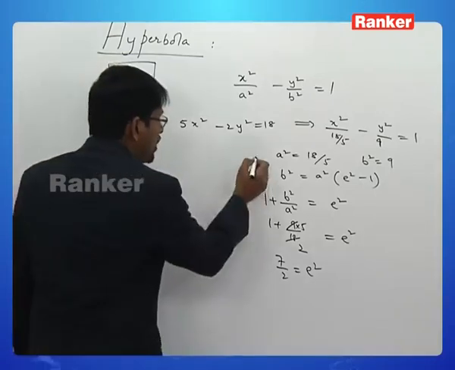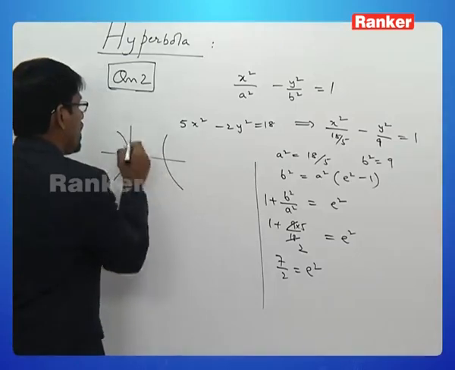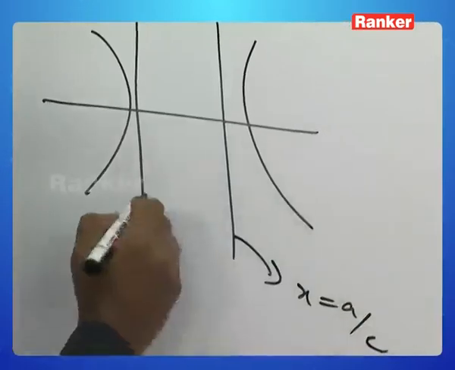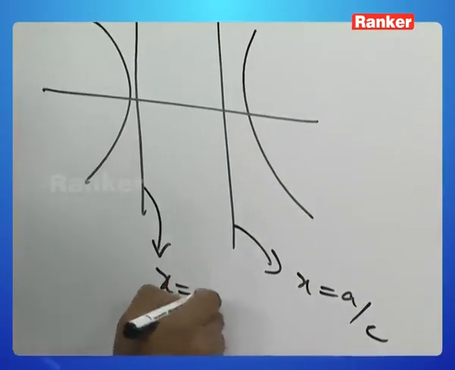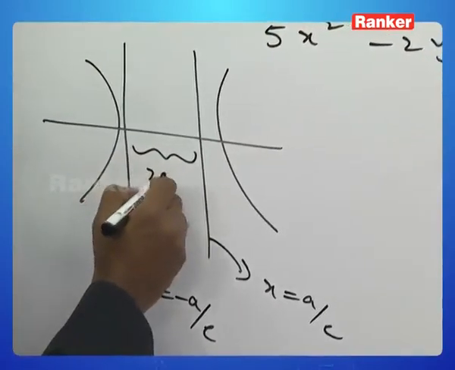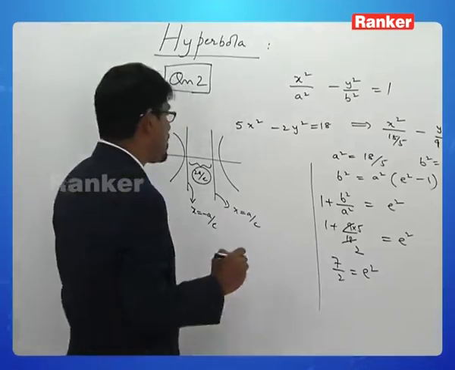We know that the distance between the directrices, whose equations are x equal to a by e and x equal to minus a by e, is 2a by e.